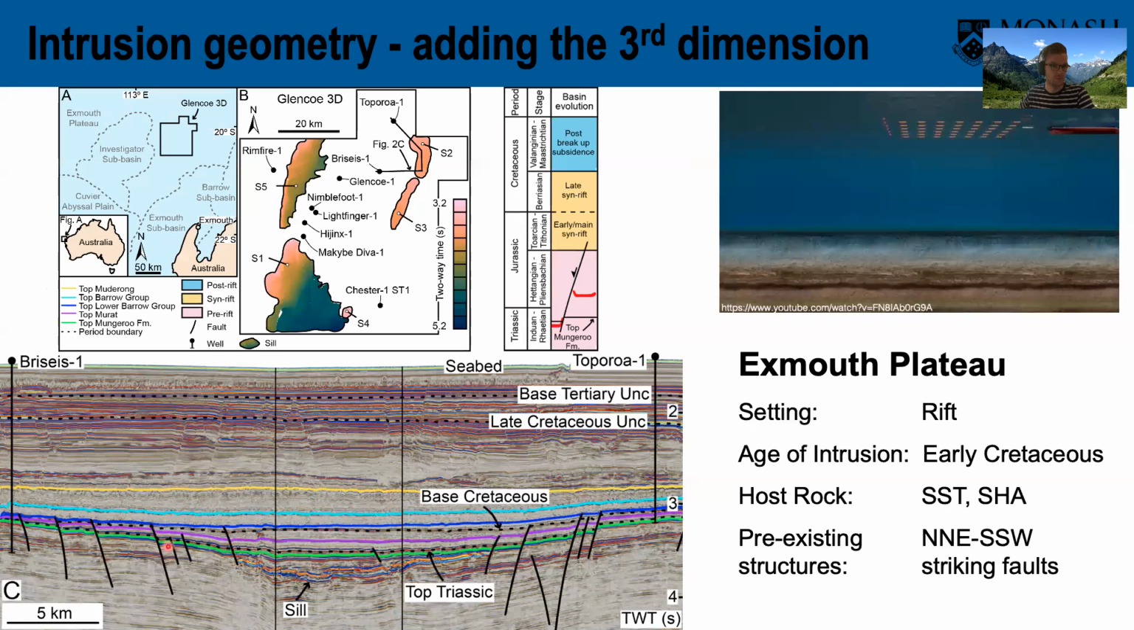The top of the Mangrove Formation here is highlighted in green, and here we have the sill. There are some pre-existing structures in this basin, at this emplacement depth, which are north-northeast, south-southwest striking fault planes, here highlighted in black. On the next slides, we're going to have a look at this sill here in the northeast of the survey.